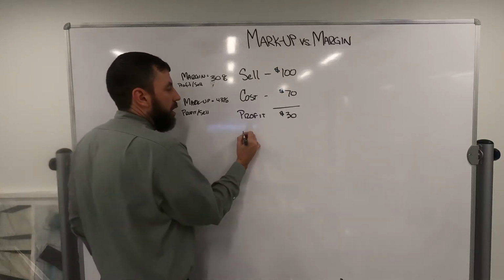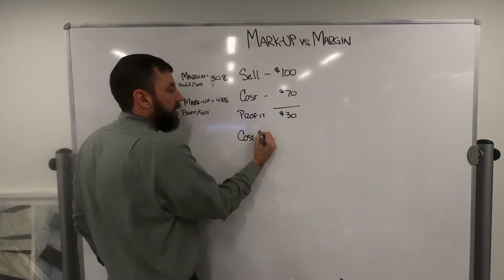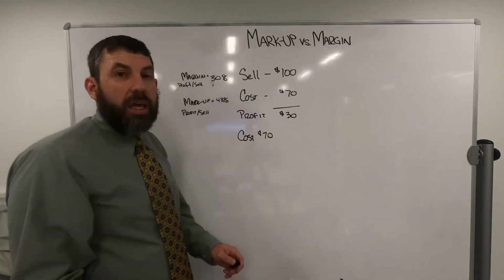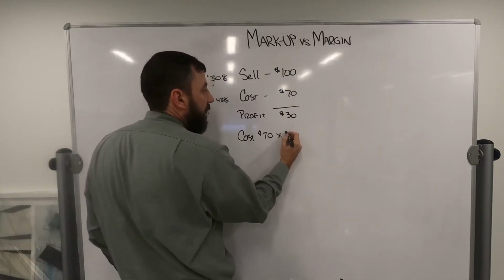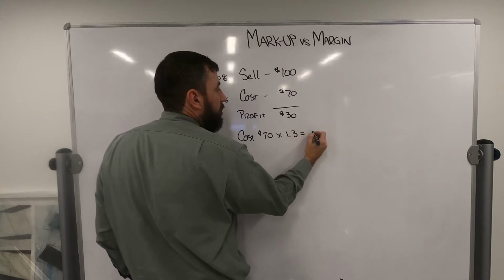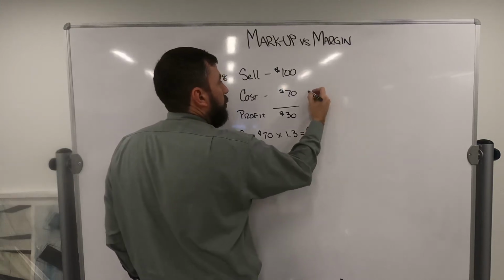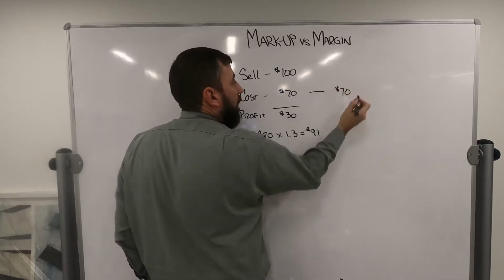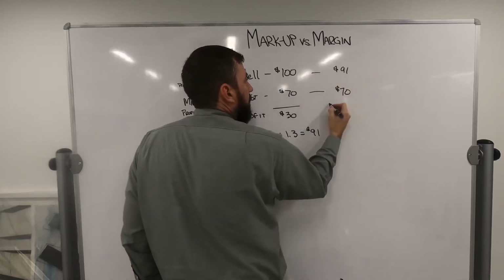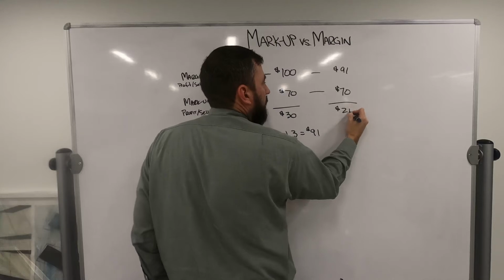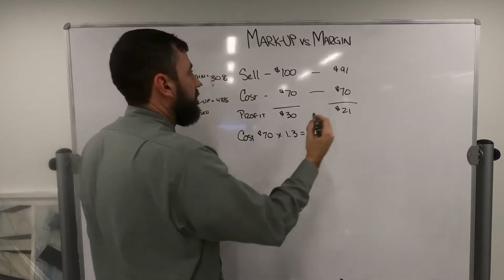Because let's look at this. You take costs of $70. You said, hey, I'm marking it up 30%. That's 70 times 1.3 gets you $91. So your cost is the same, 70 bucks. Your sell price moved to $91. Profit is $21.